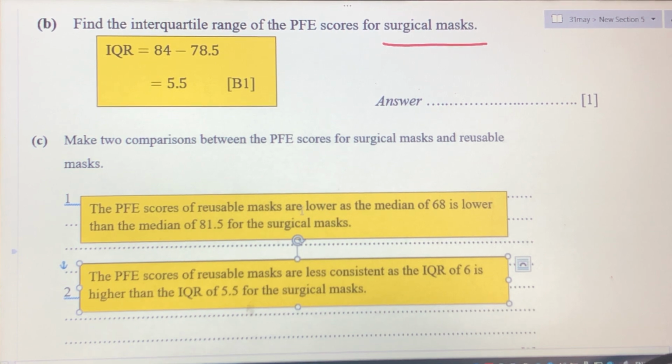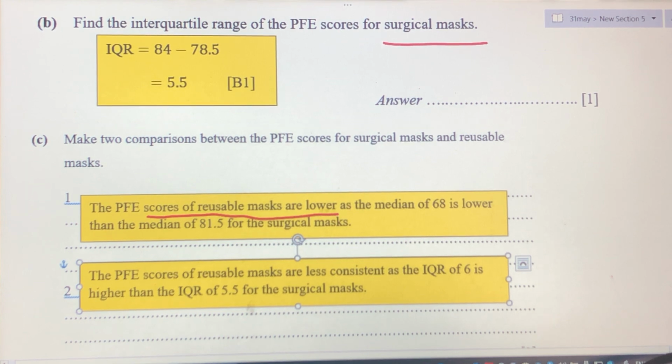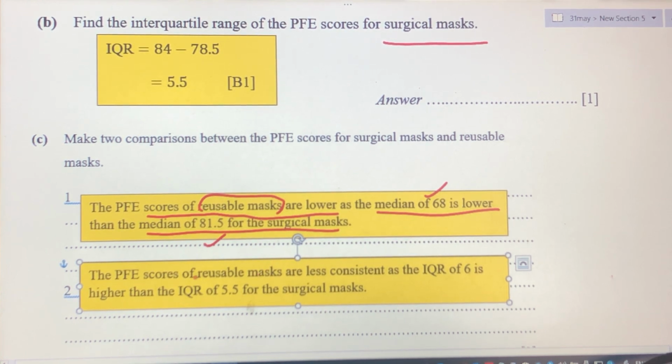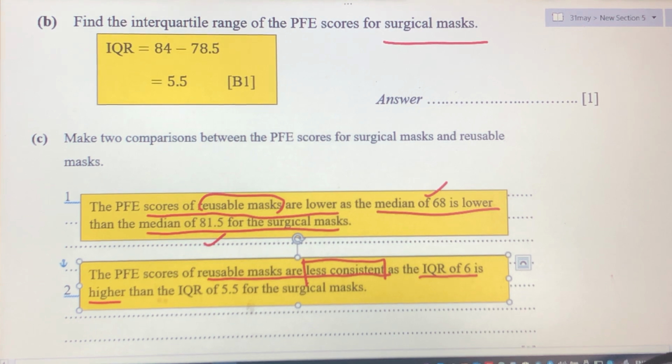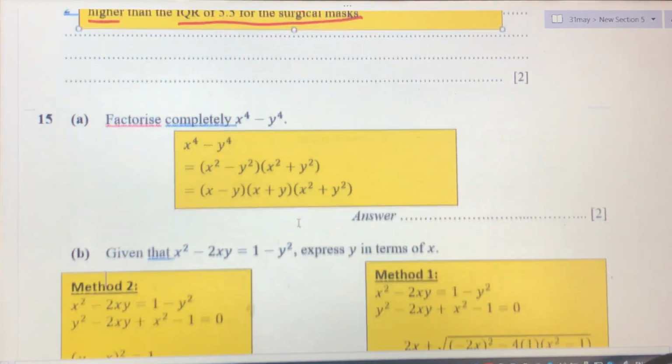The main thing you need to say: the scores are lower for the reusable mask. Why? Because the median is lower than the median of this. You must state these 2 medians. Now, when you talk about interquartile range, you talk about consistency or spread. It is less consistent if the interquartile range is larger than the other one. Clear? So this part, please do not mess up. There are still people who cannot do this, and we've done it so many times.